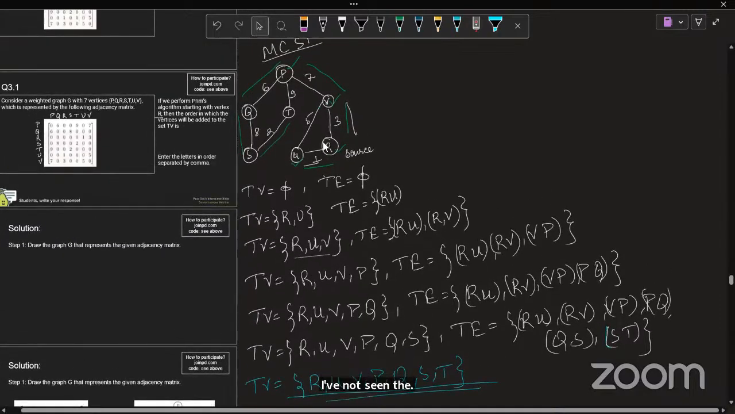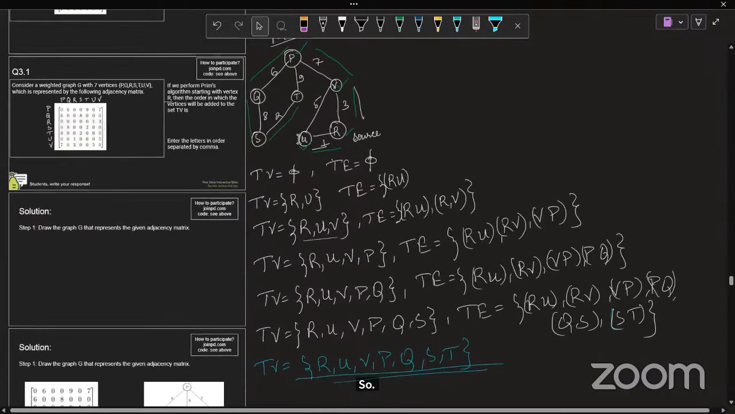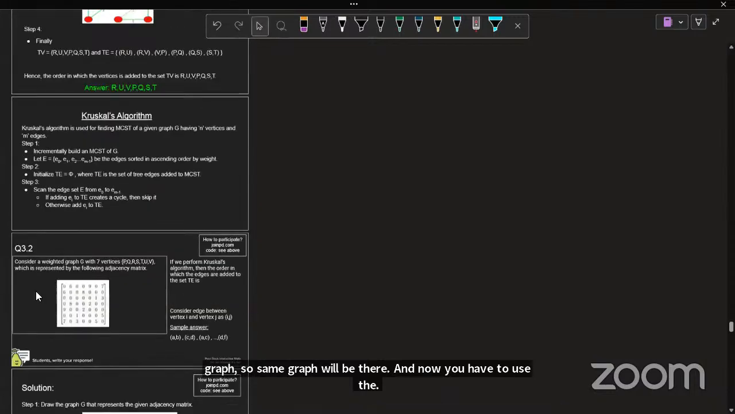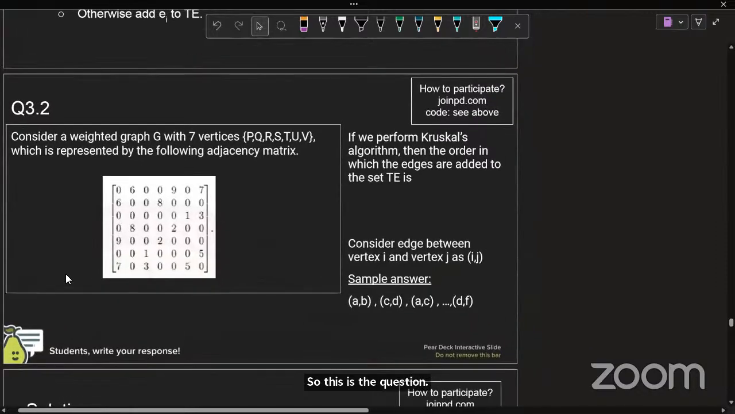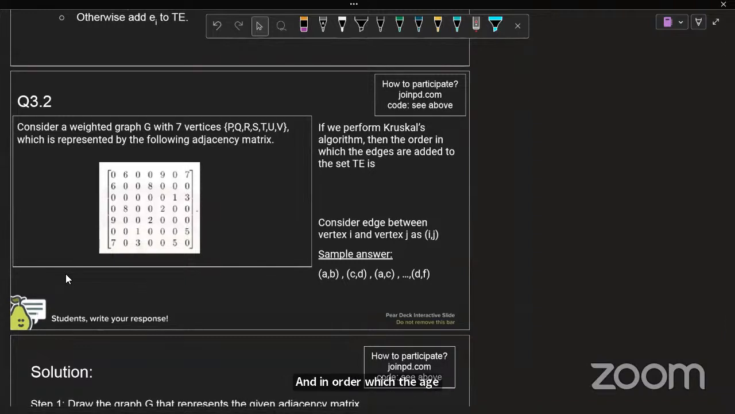Got it? Any doubt in this? No, sir. Okay. The same graph will be there, and now you have to use the Kruskal algorithm. Let me show you. So this is the question. You have to find TE, the edges in the order in which they are added. We have to perform the Kruskal algorithm.